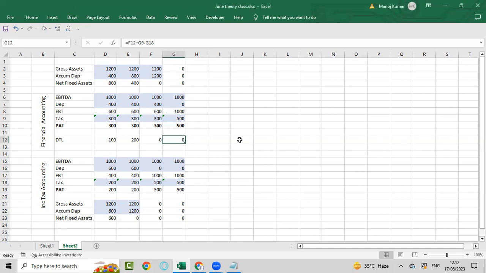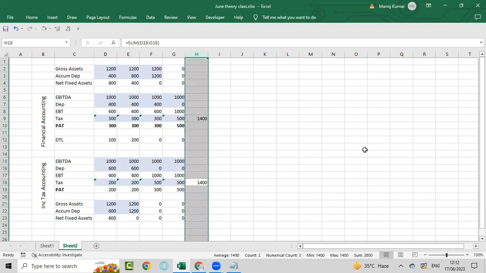Now, if you look at the total tax paid in 4 years, how much is this? 1400 in financial reporting, and in tax reporting, here also it is 1400. So this will stand same in every situation. This cannot change.